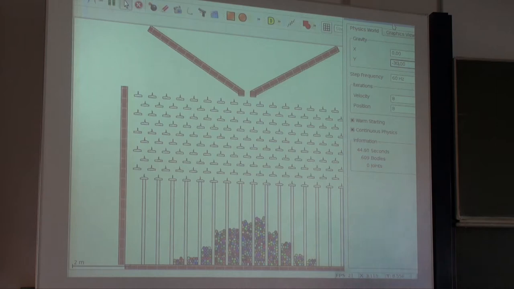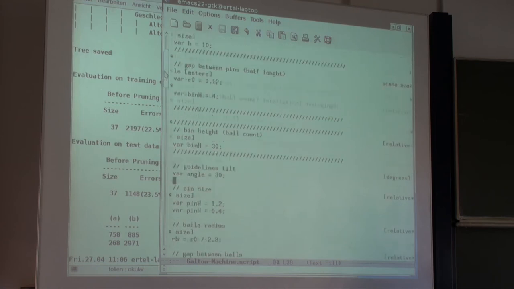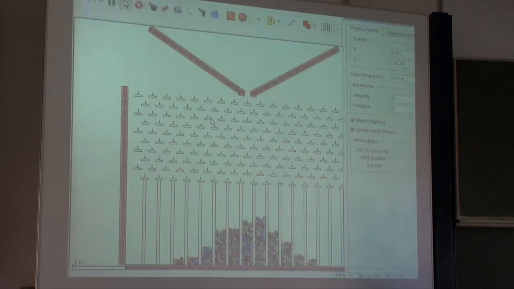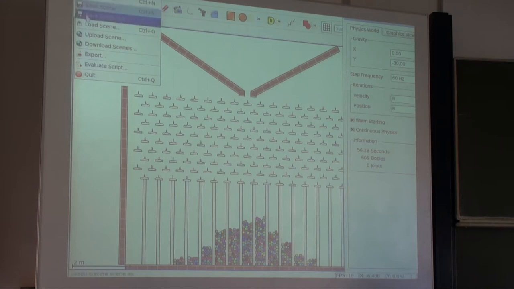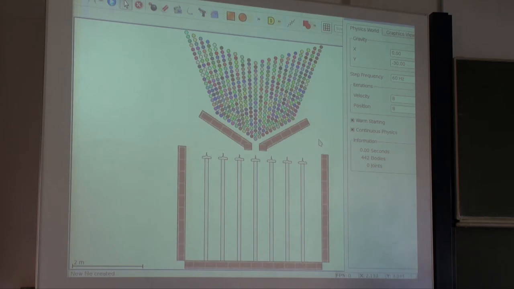Maybe now we should modify the whole thing and look at it again. For example, let's do this here. We reduce the height of the whole game to 1. And we do a reload. Oh no, that's not what we want. Evaluate script. Galton machine. Okay. Now the whole game is only one level. And let's start it.